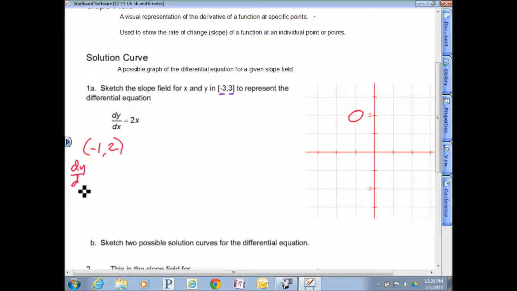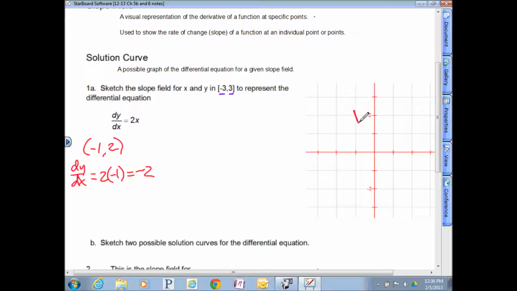If I did that, it'd be 2 times the x value. So my slope would be -2. So the slope in this little circle right here would be down 2 for every 1 it goes over. So the slope of this tangent line at this particular value would be down 2 and over 1.